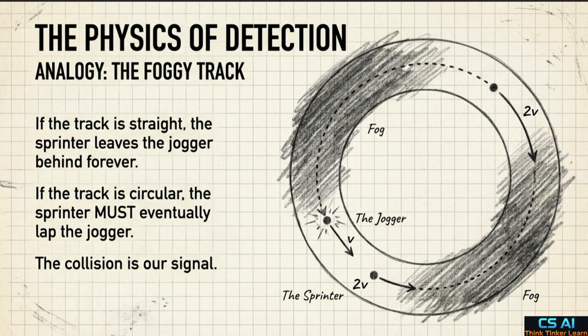Let's dive into the physics of detection using an analogy, the foggy track. Imagine two runners on a track. The jogger moves at a velocity v and the sprinter moves at a velocity 2v. If the track is perfectly straight, the sprinter leaves the jogger behind forever. They'll never meet. However, if the track is circular, the sprinter must eventually lap the jogger. Because the sprinter is moving twice as fast, they will inevitably catch up and collide. This collision is our signal. It tells us that a cycle exists in our linked list. The fog represents the unknown length of the track or the cycle, but the physics guarantee a meeting point.